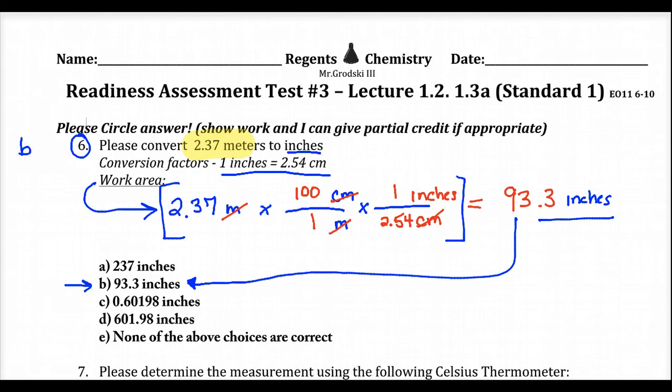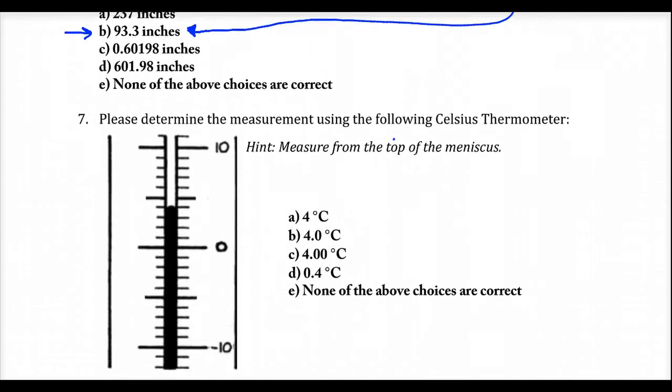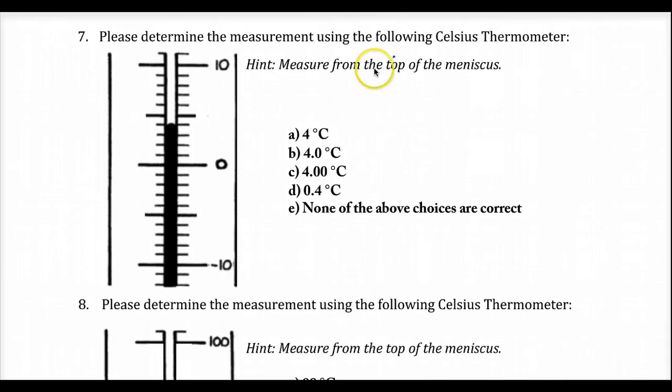Okay, moving forward. Number 7, now we're going to measure these thermometers. I gave you the hint, measure the top of the meniscus. The reason is, I guess these are mercury thermometers and their meniscus goes upward because they actually repel the glassware. In any case, when you measure, there's 2 things you do.